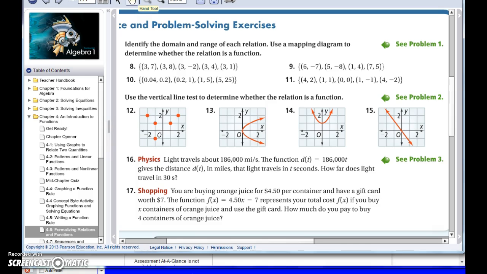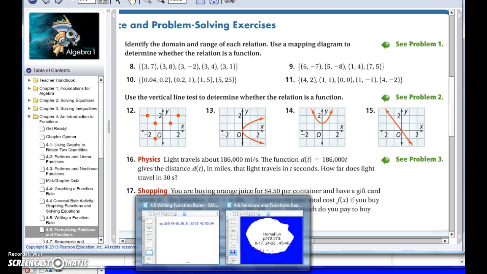All right, here's 8 through 17. 8 through 11, identify the domain. So just write them with those funny little parentheses, bracket thingies. And the range, write those down. Do them in numerical order. Use a mapping diagram to determine whether the relation is a function. So you just write all of the x's in one line, all the y's in the other line, draw some arrows. Does it work? And then determine whether it's a function. So just pause right here if you need it.